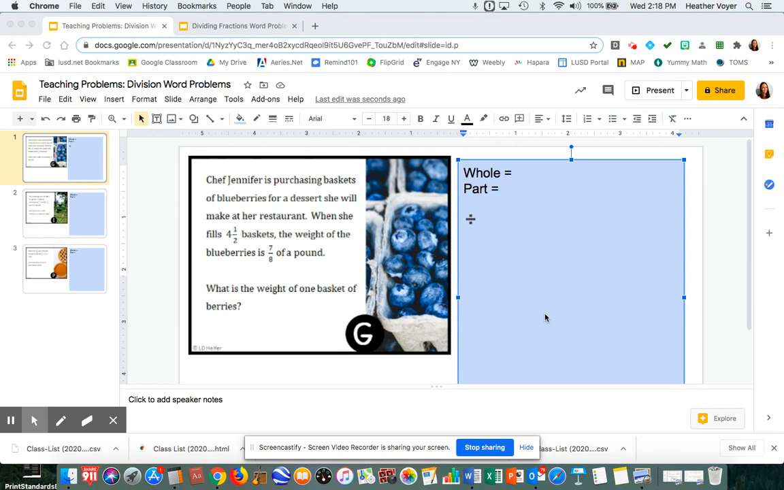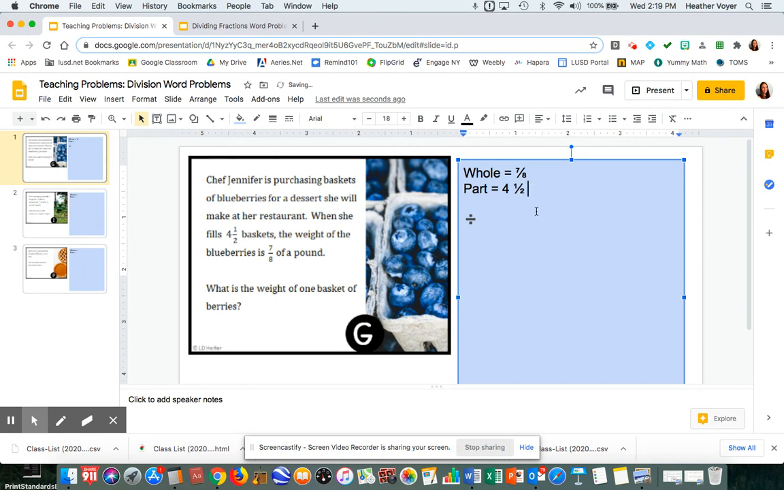Chef Jennifer is purchasing baskets of blueberries for a dessert that she will make at a restaurant. When she fills 4.5 baskets, the weight of the blueberries is 7/8 of a pound. What is the weight of one basket of blueberries? So my whole here is actually the 7/8 because that is the total weight of the baskets. And that makes my part 4.5.